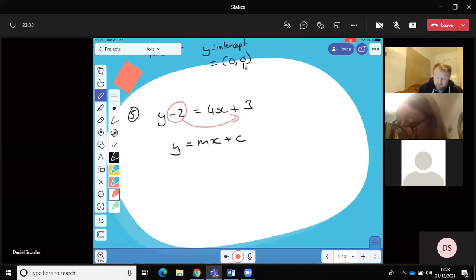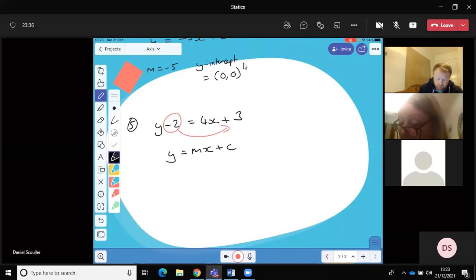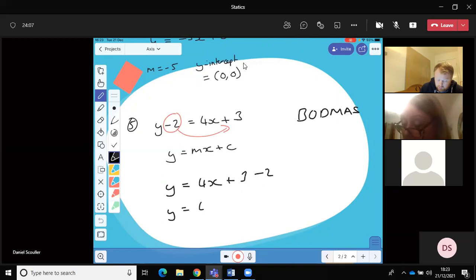So when we're rearranging, it's BODMAS when you're calculating, but when you're rearranging, you're going the other way. So you start at the add and subtract and you move that to the other side. We've covered that the last few weeks. So we'd move that -2 over, change side, change sign. It'd leave us with 4x plus 3 plus 2... y equals 4x plus 1.